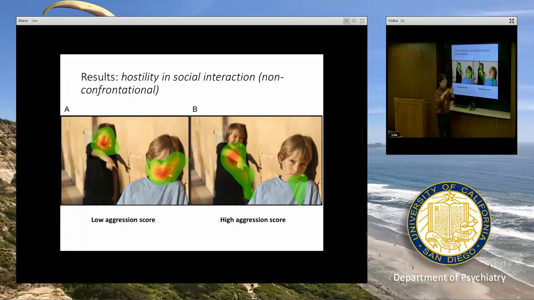So to clarify this situation, the next, more sophisticated study that we have to do is to try to divide this into two different groups and to understand what gesture means in people with different levels of aggression.